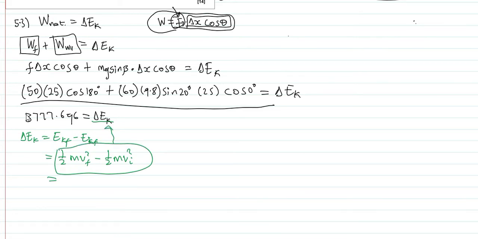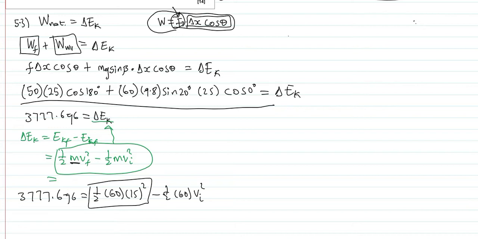So we are going to have this being equal to 1 over 2, and instead of the mass, we know the mass is 60. The final velocity we were given is 15. So we want our initial velocity. If you punch this on a calculator, you're going to get 6,750 minus 1 over 2.